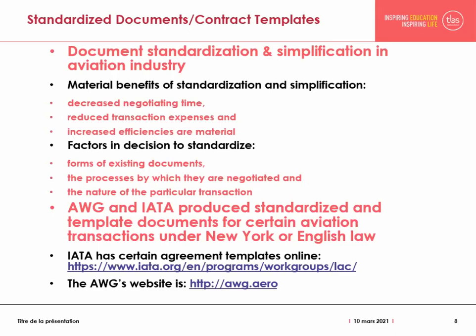In preparing for this class, I looked back at the Aviation Working Group website, which is here, AWG Aero. And I saw they no longer have contract templates on their website. However, I noticed that IATA does. So if you go to the IATA website, they have certain agreements. Maybe there'll be templates for mortgages or other documents which are available on their website.